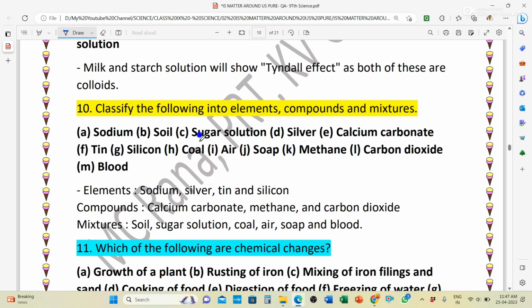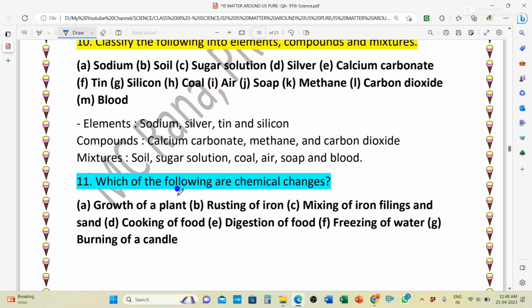Next, classify the following into elements, compounds, and mixtures: sodium, soil, sugar solution, silver, calcium carbonate, tin, silicon, coal, air, soap, methane, carbon dioxide, blood. Here elements are sodium, silver, tin, and silicon. Compounds are calcium carbonate, methane, and carbon dioxide. Mixtures are soil, sugar solution, coal, air, soap, and blood.